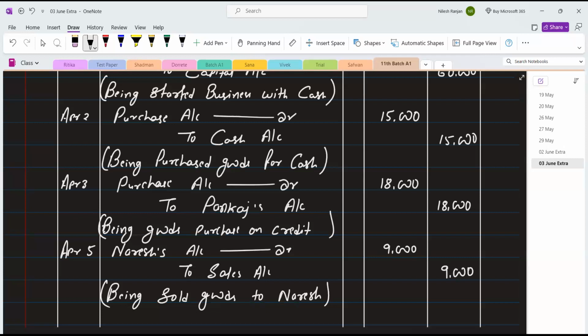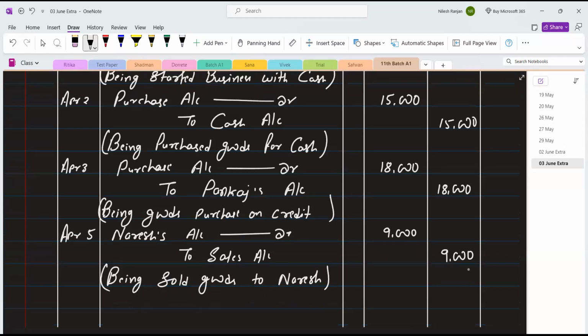Okay, this is sold goods to Naresh on credit. So Naresh is a receiver here, so it will be debited, and we are selling goods, so goods is going out. So instead of goods, we are writing sales.